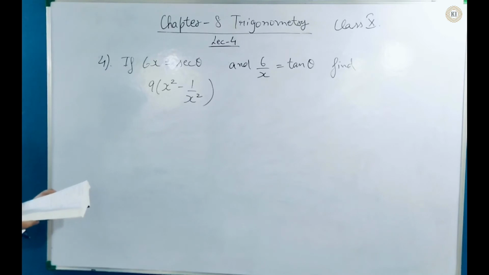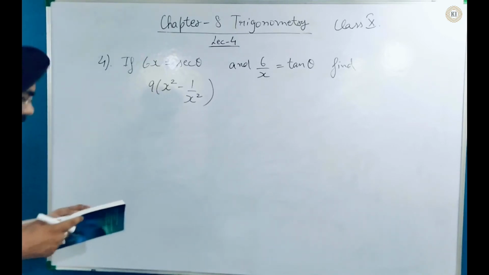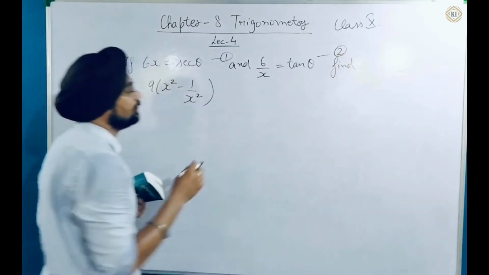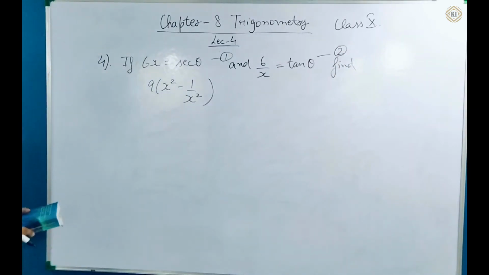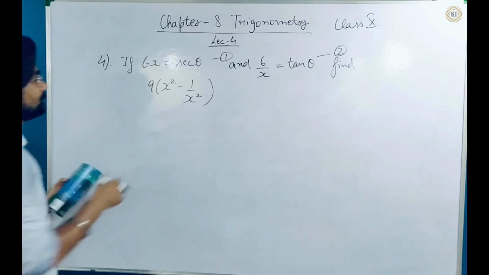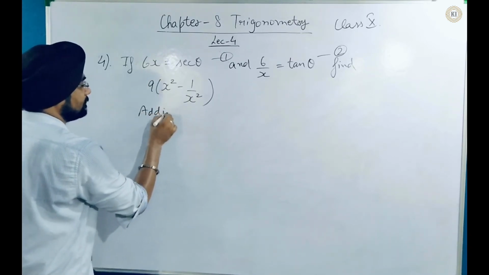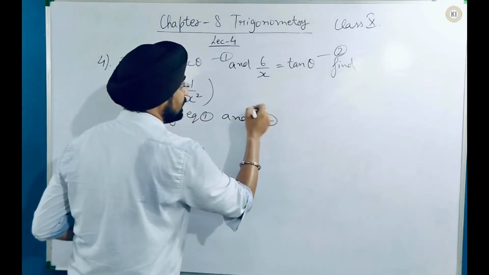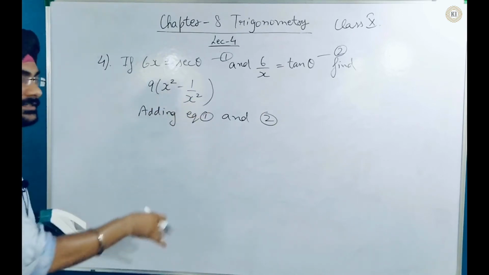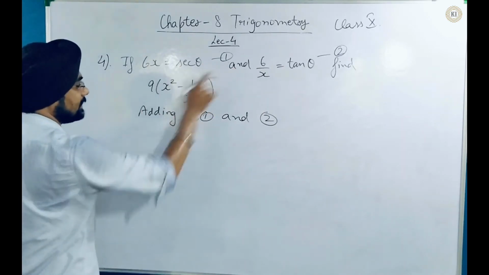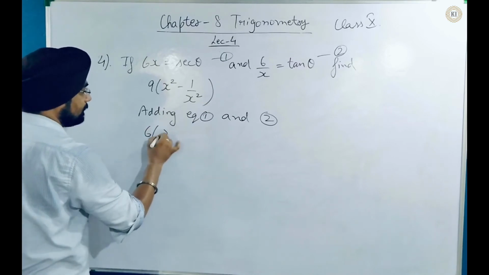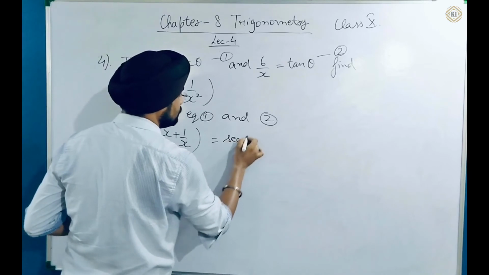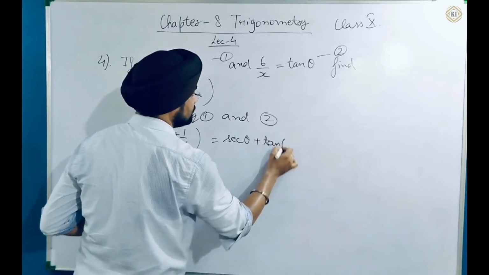So what we'll do here, just see. First of all, suppose this is equation number 1 and this is our equation number 2. First we are going to add equation 1 and equation 2. Why I am adding, I will explain in the steps. So first of all, add: 6 we take common, in the bracket x plus 1 by x is equal to sec theta plus tan theta.